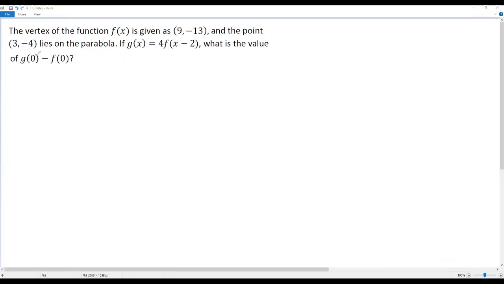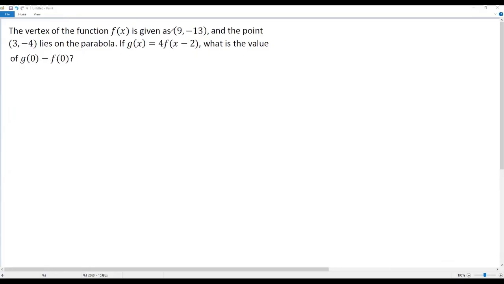Here we have a SAT math problem. Okay, let's go to the question. The vertex of the function f(x) is given as (9, -13) and the point (3, -4) lies on the parabola. If g(x) = 4f(x - 2), what is the value of g(0) - f(0)?